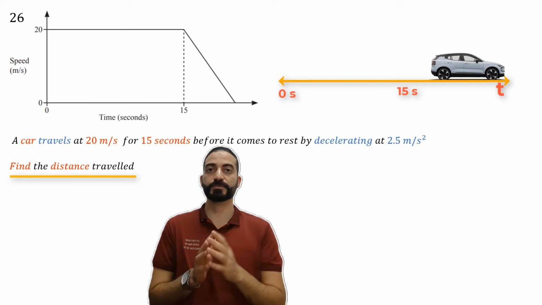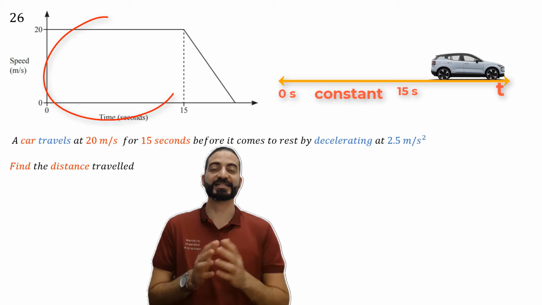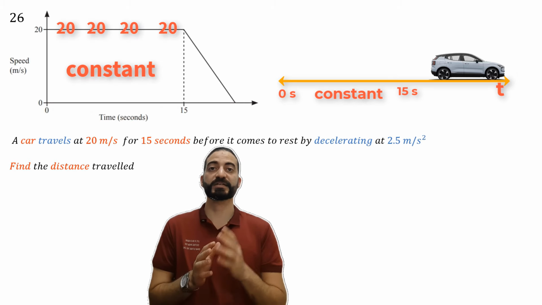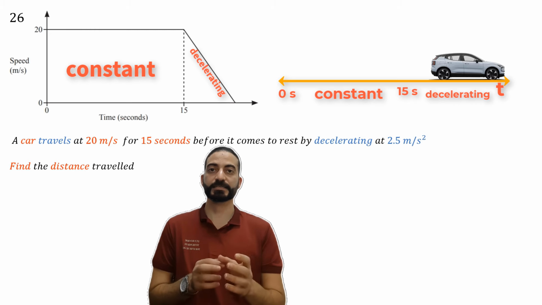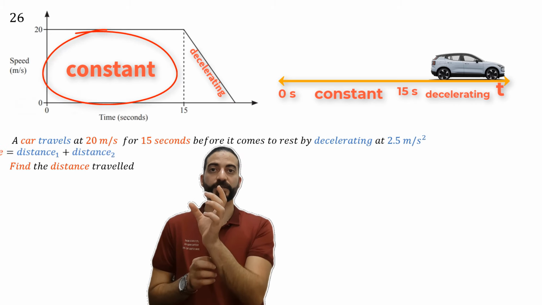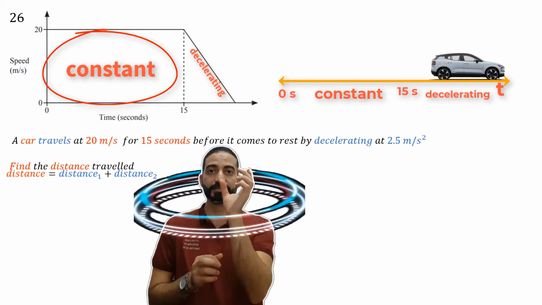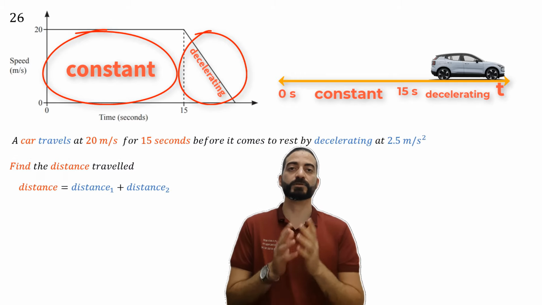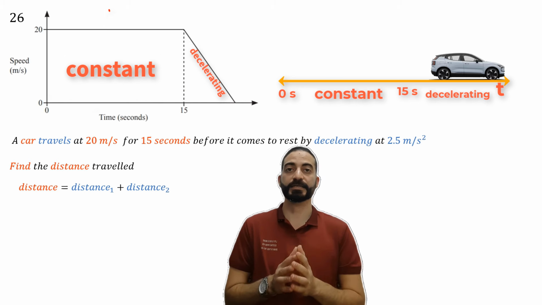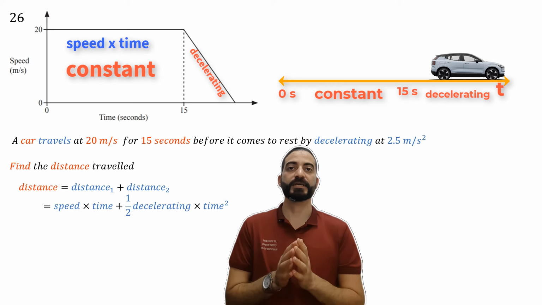We notice that the car's speed here was constant and here it was decelerating. The total distance equals the distance for this part, which is the constant speed, plus the distance for this part, where the speed is decelerating. Since here the speed is constant, we can use this rule and get the distance easily. Now we come to this part.